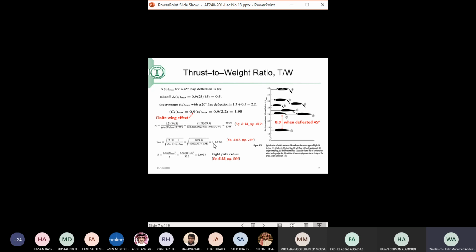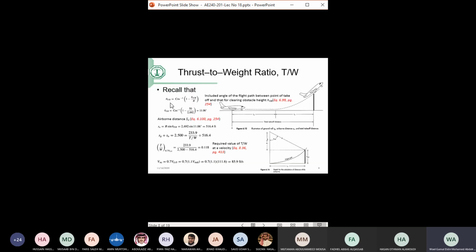This will give me a stall speed of 111. The radius of rotation will be 2006. And if I put it in the equation for theta, it will become 11 degrees. And the horizontal distance will turn out to be 516 feet. Probably you have realized by now that the distance when the aircraft is airborne during the takeoff or landing is always known as a number. It doesn't depend on anything other than the stall speed. Okay, so it's 500 feet.